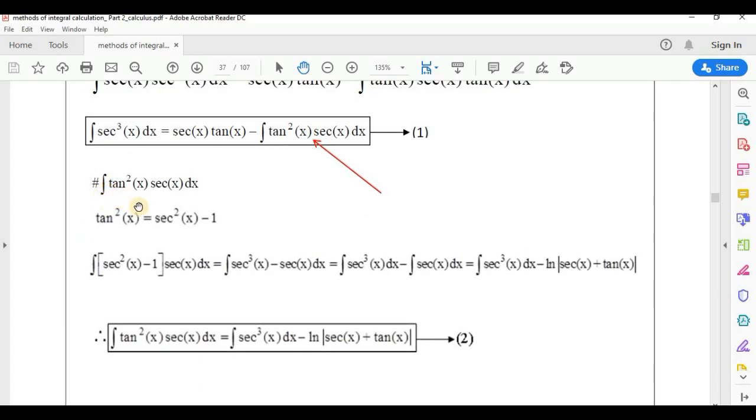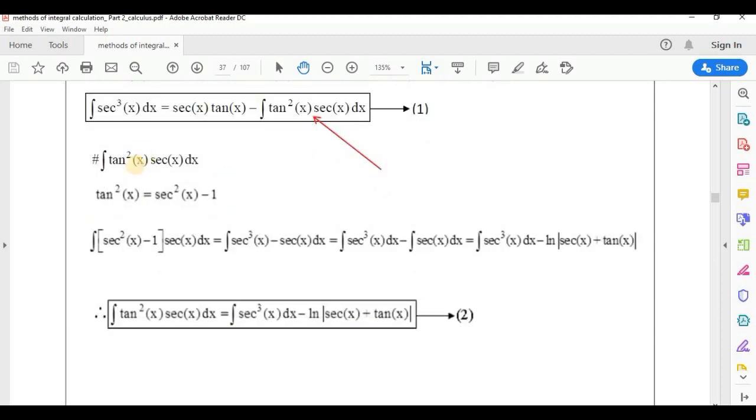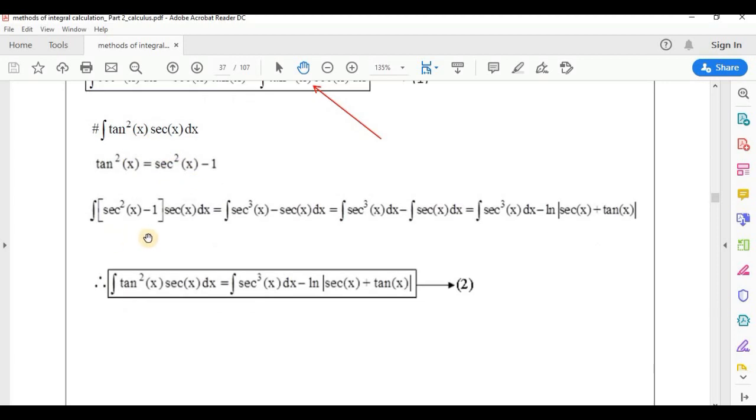So the integral tan square x multiply sec x dx. We already have the quadratic exponent for tan, then we will use the simplification formula, tan square equals sec square minus 1. We will take this part and substitute it here. We will put it in the integral. After putting it in the integral and opening the bracket, we will get this result: integral sec to the power 3 x minus sec x dx.